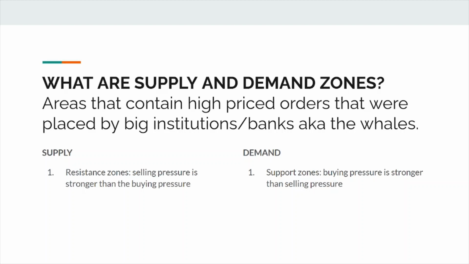So for supply and demand zones, I consider them areas that contain high price orders that were placed by big institutions or banks, aka the big whales, right? We're just the little retail traders out here, and the whales are the ones that have multi-million, billion-dollar monies to be able to make a lot of movement in the market. For supply zones, they are basically resistance zones where the selling pressure is stronger than the buying pressure. And for demand zones, it's the opposite. It's going to be support zones where the buying pressure is stronger than the selling pressure.